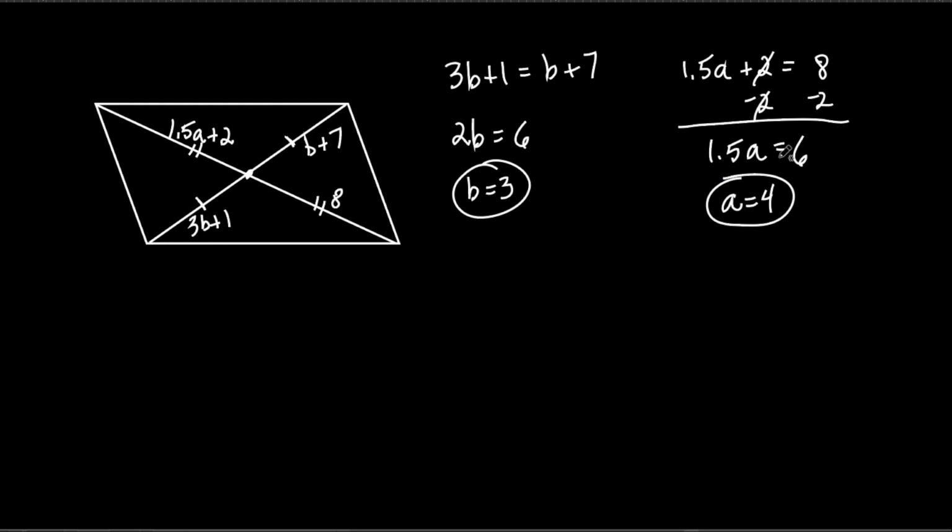See what I did? Divided by 1.5. Yeah, I just didn't show it. And there you go. That's your answer right there. A is 4, B is 3.